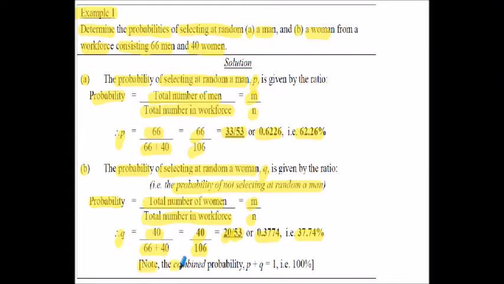Note that the combined probability, that is P plus Q, is equal to 1, or 100%, which of course it should be, because the probability of selecting a man or a woman from the workforce is 1. We will select a man or a woman.